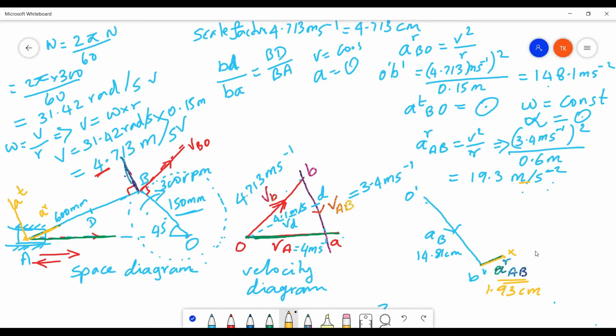Then I'm going to have the tangential acceleration of this, right? So again I will draw a perpendicular to this. Why? These two are perpendicular to each other, right? So in a similar way, I will draw a perpendicular to this, but I don't know the magnitude of this, right? I'll just draw it. So this is the tangential acceleration of AB, right? Tangential acceleration of AB.